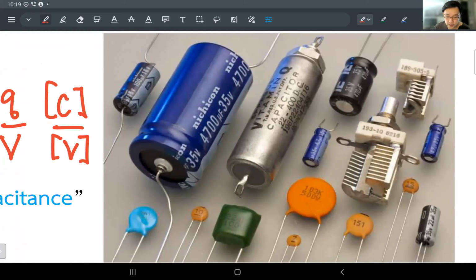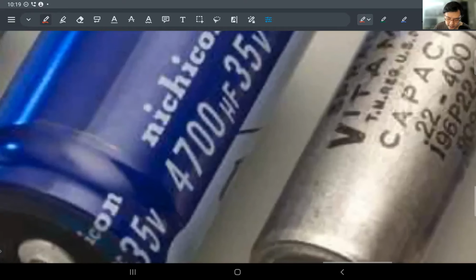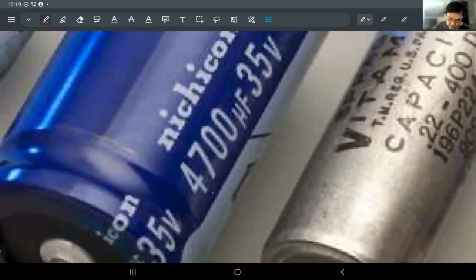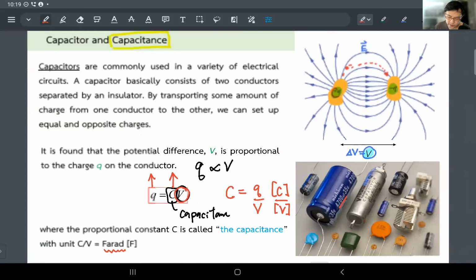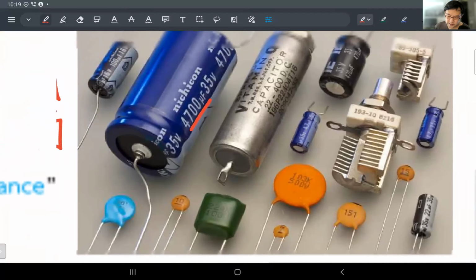Okay. And if you look in here closely, see that? There you go. This one says the capacitance of this one is 4,700. That's a microfarad. The capital F, that's a farad. So actually 1 farad is a huge amount of capacitance.